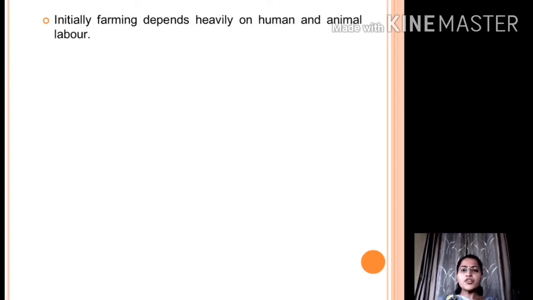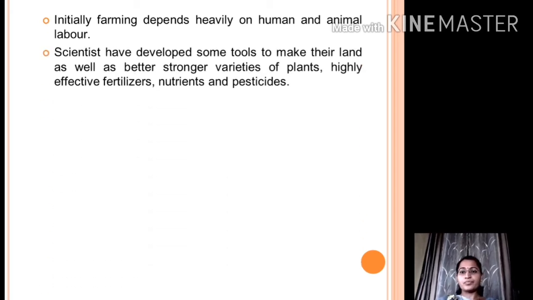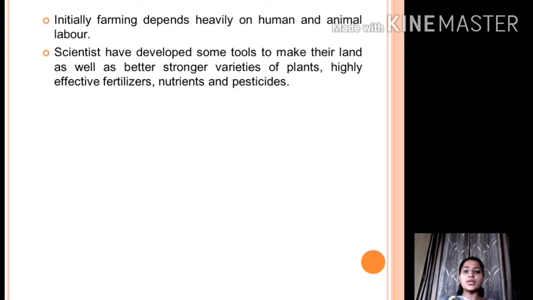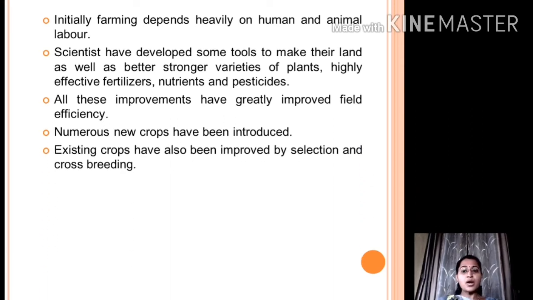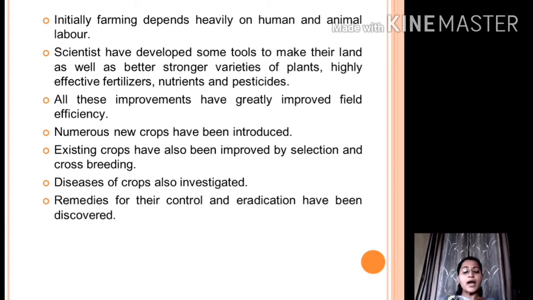But guys, we know initially farming depended heavily on human and animal labor. All the activities of agriculture were done using humans and animals. Scientists have developed tools to work their land as well as better, stronger varieties of plants, highly effective fertilizers, nutrients, and pesticides. All these improvements have greatly improved field efficiency. Numerous new crops have been introduced, as well as existing crops have also been improved by selection and crossbreeding. Diseases of crops are also investigated and remedies for their control and eradication have been discovered.